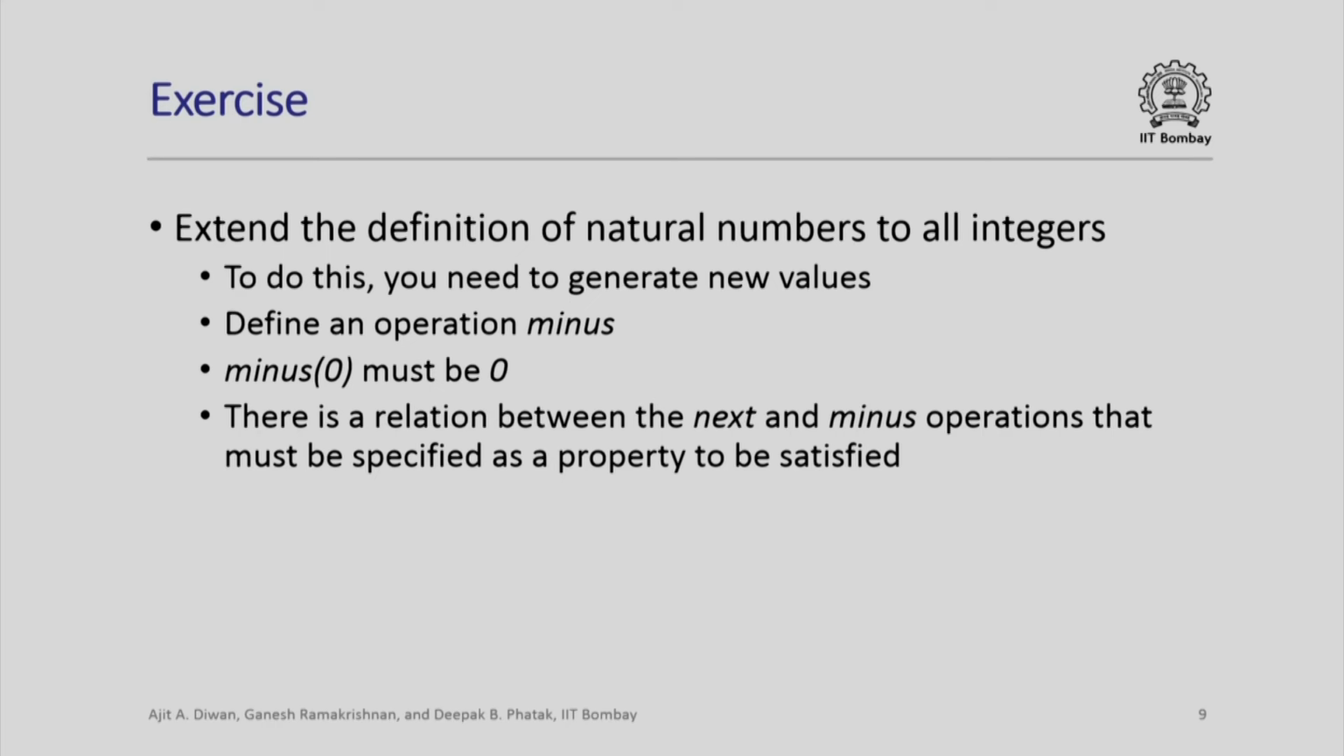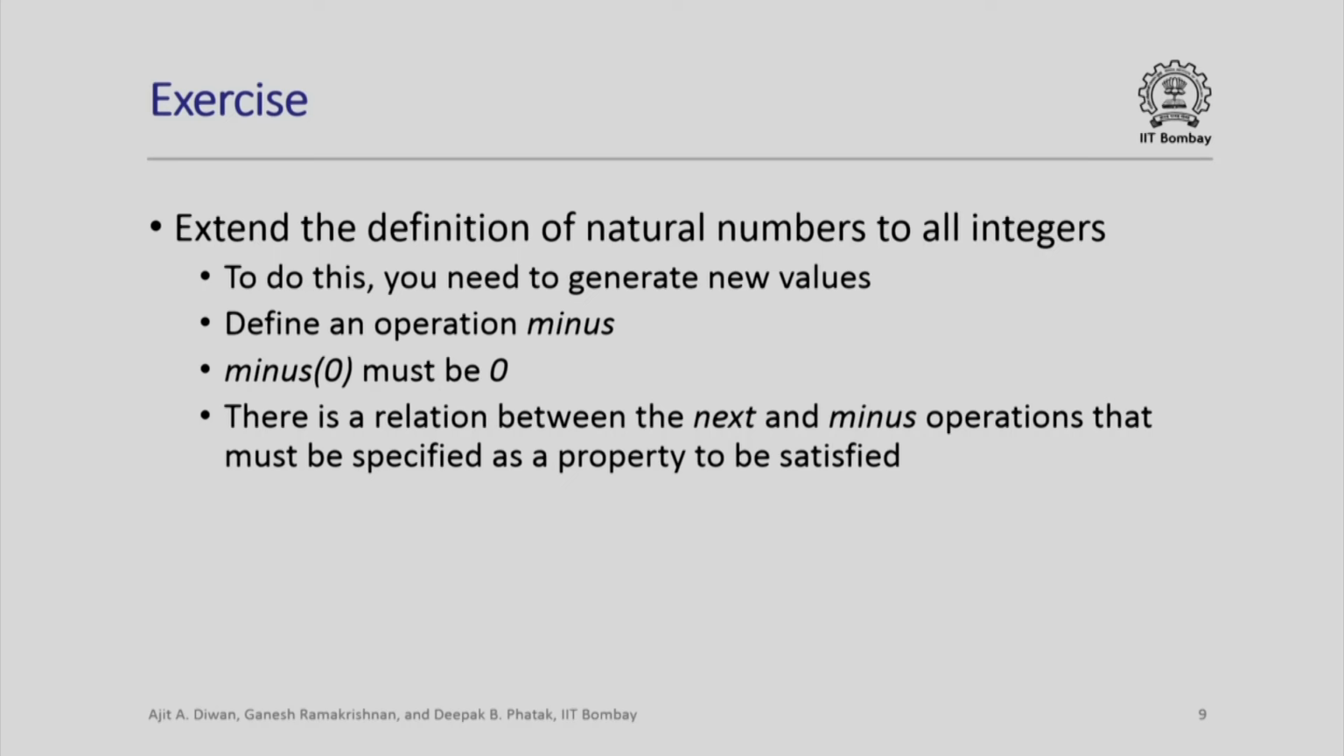Otherwise minus of 0 would be considered to be some new value. So, minus is an operation which generates a value, just like next generates a value, but we want to specify that minus of 0 must be the same as 0. So, minus 0 we define as 0, and there is a relation between the next operation and the minus operation that must be satisfied. So, if you want to precisely define the set of integers, there is a relation between the next operation and the minus operation, right. What is that? Try to think over it, and we will see next time how that can be used.